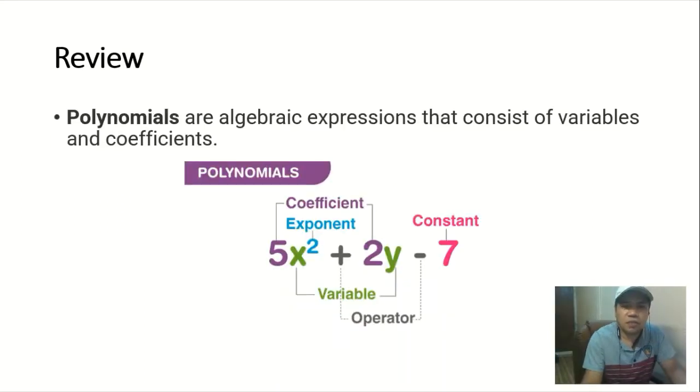Okay, so for the review, polynomials are algebraic expressions that consist of variables and coefficients. So we have here an example of polynomials. Coefficient ang tawag dito sa mga number na katabi ng variables. These are the variables. We have here the exponent, and we also have the constant. We also have the operators.